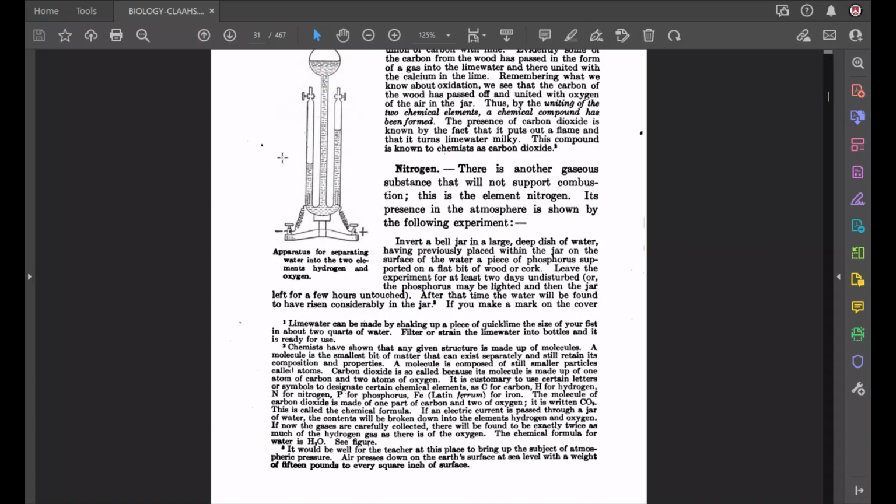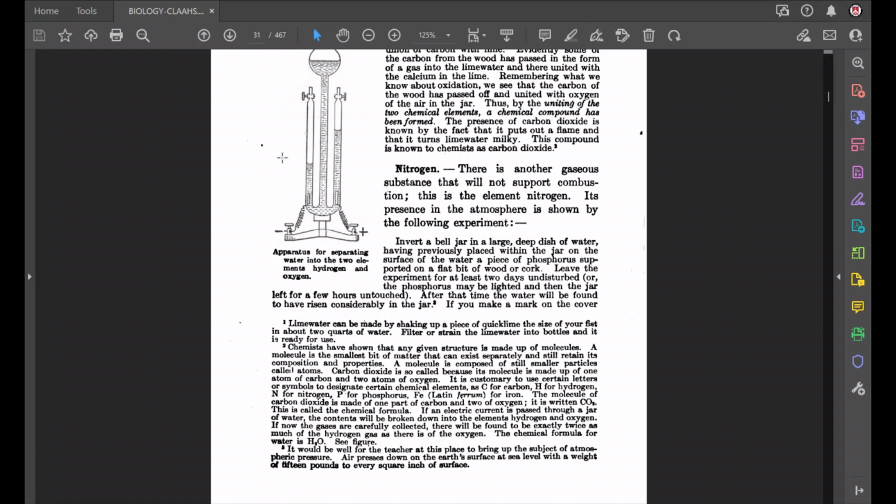There is another gaseous substance that will not support combustion. Will not support combustion. So you should be thinking to yourself, why in the world would we use nitrogen in a fuel in a car if it doesn't support combustion? That doesn't make much sense, right? So we have to understand how that works.